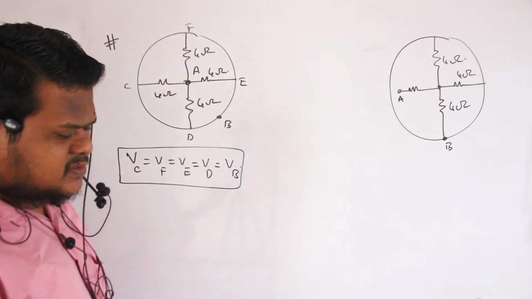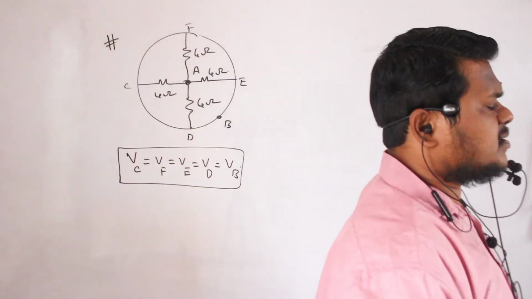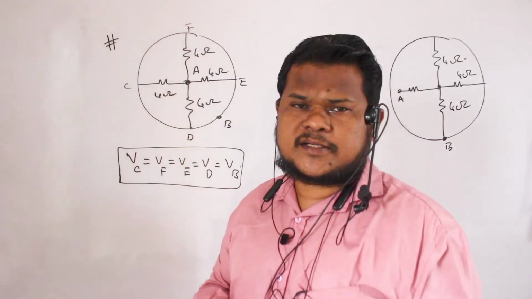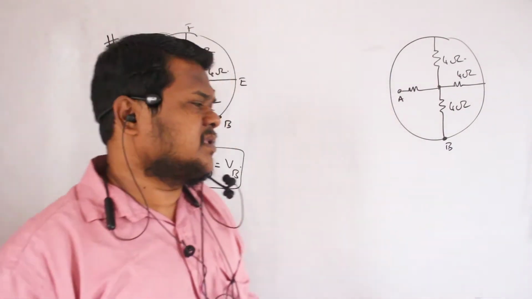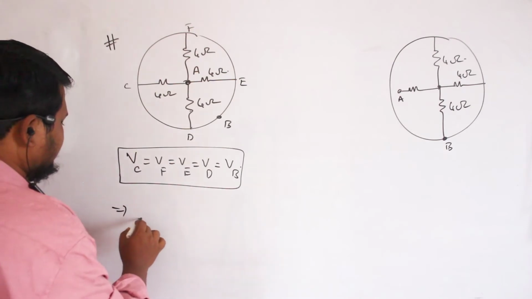So how are these resistors connected? Are they connected in series connection, or are they connected in parallel connection? What kind of connection are they? Definitely they are in parallel connection. So how can I draw this circuit?